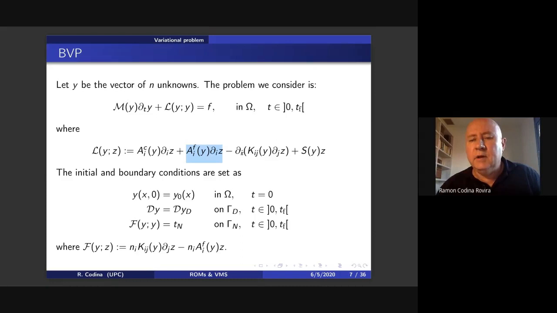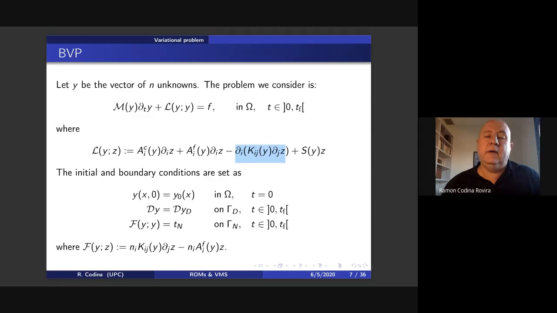And then we have the classical expression of the second order terms, which are derivatives of certain coefficients, let's say diffusion coefficients, multiplied by derivatives of the unknown. And the nonlinearity is reflected by the fact that all these terms that are matrices in general depend on the unknown y, okay? So when we put z equals y, we have a nonlinear problem.